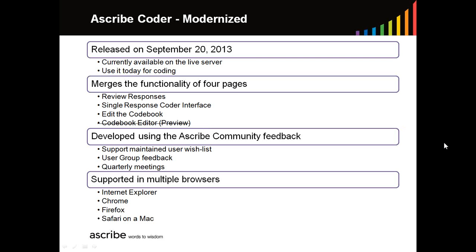The Ascribe Coder tool was developed from your feedback. Our developers used our support maintain user wish list and also user group feedback. We've been working on this for about 2 years, even in prototype stage, presenting it to our users group and getting their feedback. If you'd like to join our users group, it meets on the second Wednesday of the month at 11 a.m. Eastern, and you can email myself, support, or Julie to get involved in that.